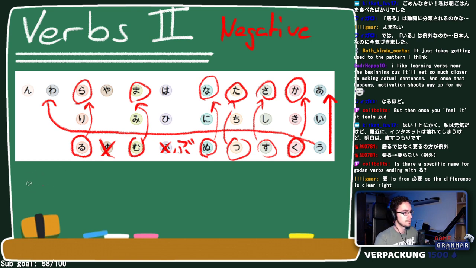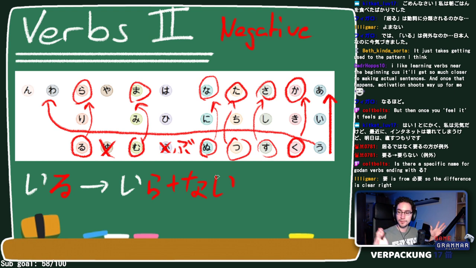So let's do iru. Iru would simply be i plus ru. And we do the negative stem once again by doing i plus ra, from ru to ra. Ira. And then we add nai. Iranai. I don't need it. It's not needed. There you go. That is the negative conjugation for every godan verb that you'll ever see. Feel free to practice this on your own time. But that is it. That's all you're gonna need.